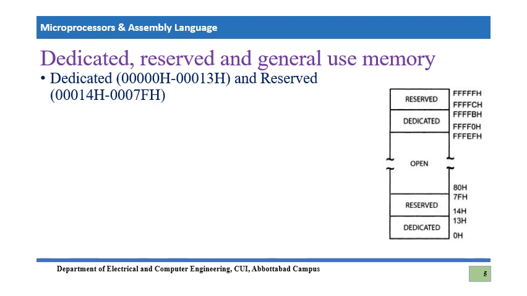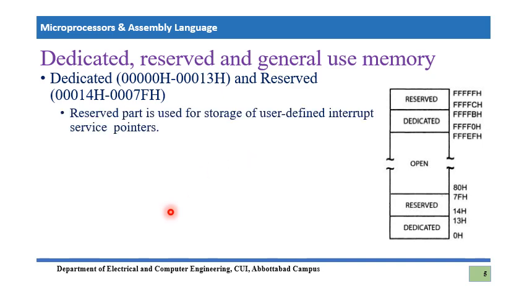So let's deal with the reserved part. In the last slide, we learned about the dedicated memory, and now we are going to deal with the reserved part of the memory, and it ranges from 14 hex to 7F hex. I hope you can see this in the diagram. For what purpose are these used? As we learned in the last slide, the dedicated memory was used to store the pointers for the internal service routines. This time these are basically used for the user defined interrupt service pointers, right?